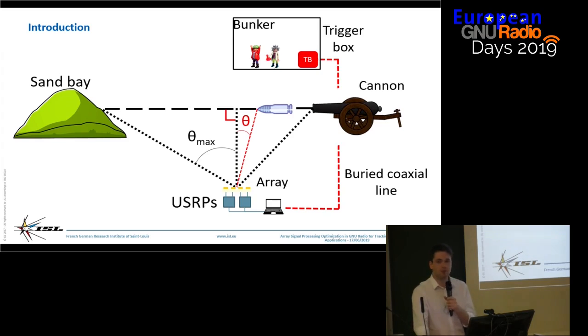Here's shown to you a quick schematic of our experimental setup. You can see that our USRPs are connected to the array and are controlled by our master laptop. And all the stuff is gathered into a bunker for security procedures. So we had to use a remote trigger with a coaxial line. We'll see that later, how it influenced our experimental setup.